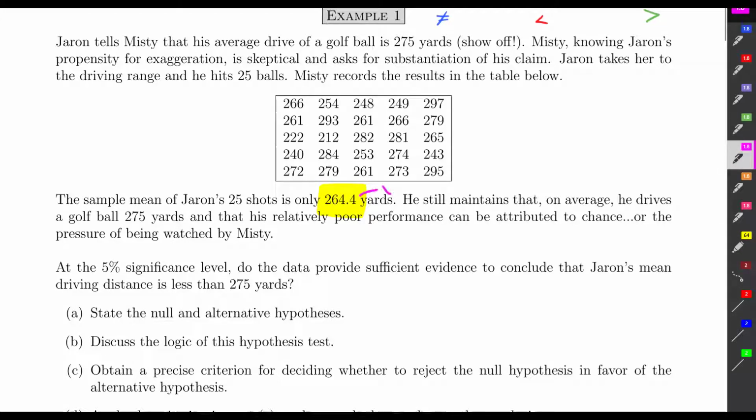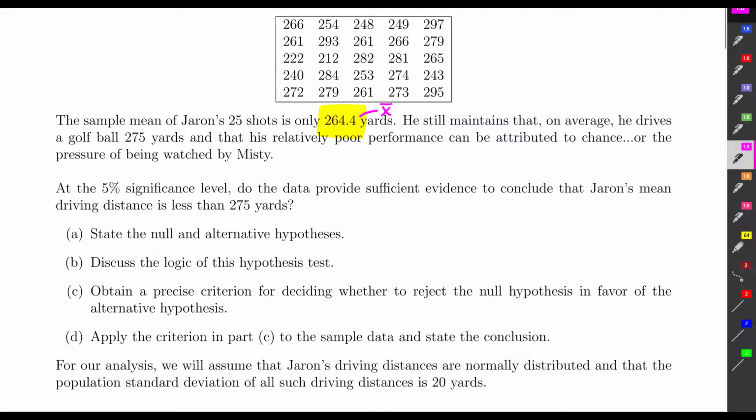So this is our X bar, our sample mean. He still maintains, though, that on average he drives a golf ball 275 yards, and that this poor performance today could be attributed to just simple chance or the pressure of being watched by Misty. Now, at the 5% significance level, so our alpha is equal to 0.05, we want to determine whether or not Misty's claim is more appropriate than Jaron's claim.